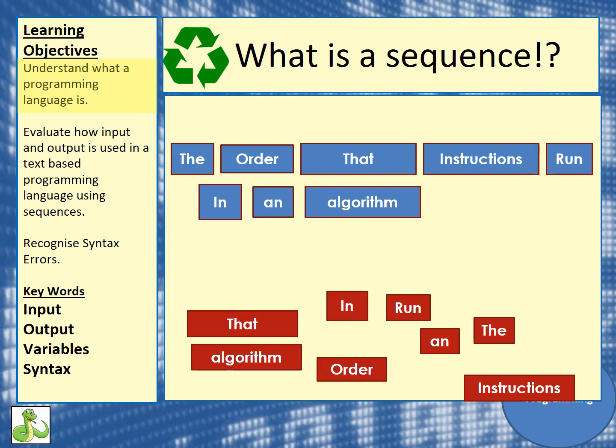So let's have a look what a sequence is. Now a sequence is the order that instructions run in an algorithm. So these are the step-by-step instructions that we have to get correct, otherwise an algorithm won't work. If we'd got these words in the wrong order, it wouldn't make sense to us. And in the same way, if we don't get our code right in a computer, the computer's not going to understand.